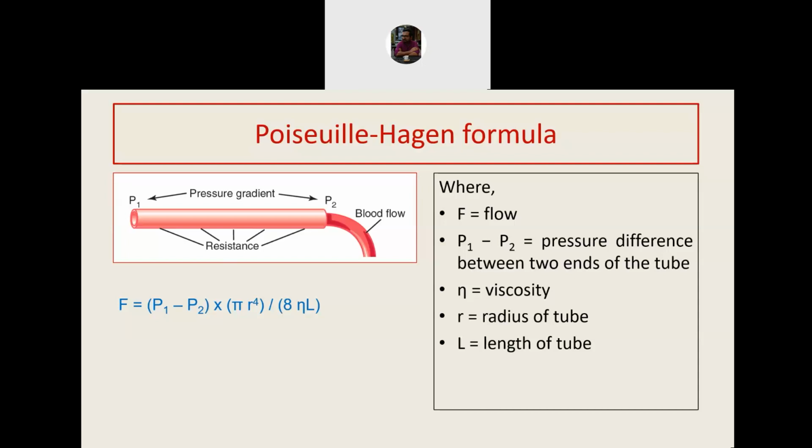But if we compare this equation with the previous equation that we studied, we know that resistance is pressure difference divided by flow. So using the value obtained from this formula in the previous formula, we get resistance equal to 8 eta L divided by pi r to the power 4. You can easily see that in this equation, 8 and pi, that is 8 by pi, is a constant. So resistance is directly proportional to the viscosity of the blood. Resistance is directly proportional to length of the blood vessel, and resistance is also inversely proportional to the fourth power of the radius.